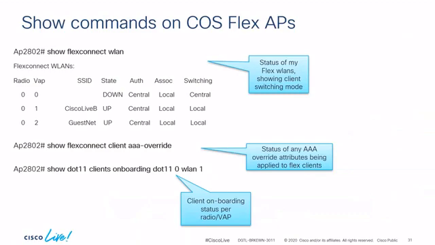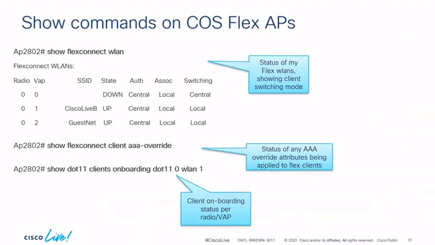So here we have, even though it's on the same radio, VAP1 and VAP2. They're two different SSIDs. The VAPs are important because you'll have to know those when you run some other commands in a couple of slides here. So you'll see that show dot11 clients onboarding dot11 0 WLAN 1, that's really the VAP. That one was for the Cisco Live B, which basically was my 2.4 radio.